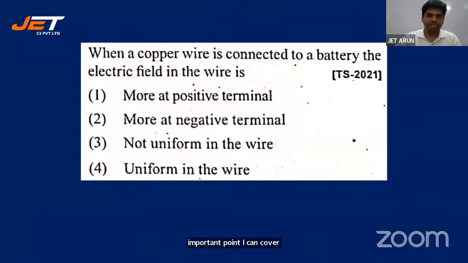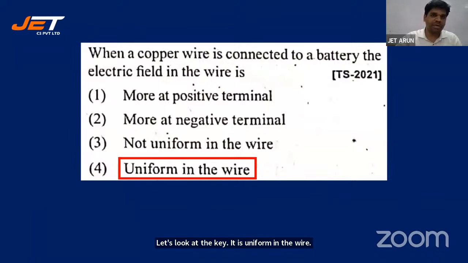Let's look at the key. It is uniform in the wire. The electric field is uniform in the wire. Most of the answers are correct, but a few answered option 1, which is wrong, students. If you went wrong, no problem. It is not wrong to go wrong. But correct yourself, students.